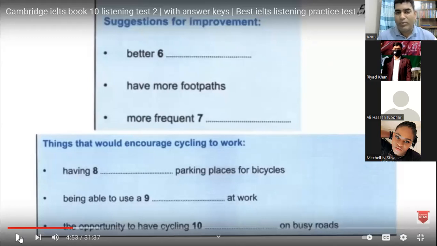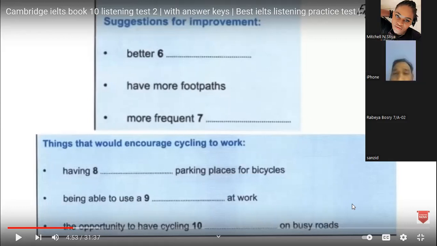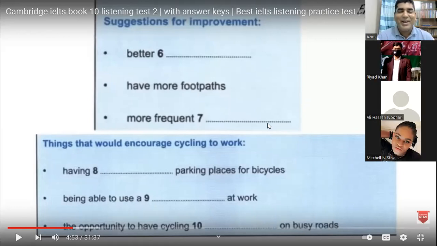Okay, already you have got the information for 6. What do you think? It's lighting. Anyone else, please? You all should try. Michelle. I didn't get it. Okay, of course, it's lighting.